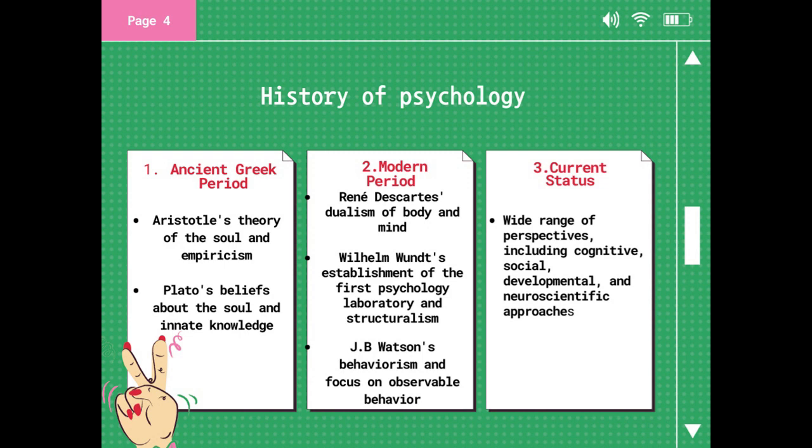Moving on to the modern period, we will discuss René Descartes' dualism of body and mind, Wilhelm Wundt's establishment of the first psychology laboratory and structuralism, and J.B. Watson's behaviorism with its focus on observable behavior. We will take a deeper dive into each of these in the coming slides, so this is just an overview.